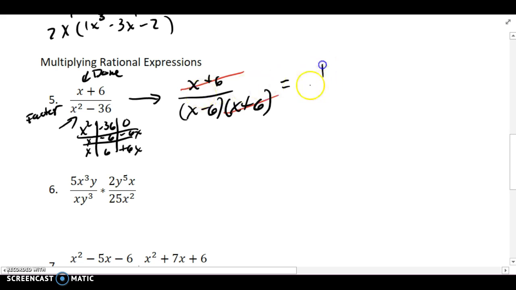So there's nothing on top, so there's a 1. X minus 6 is left on the bottom. And that's our answer.